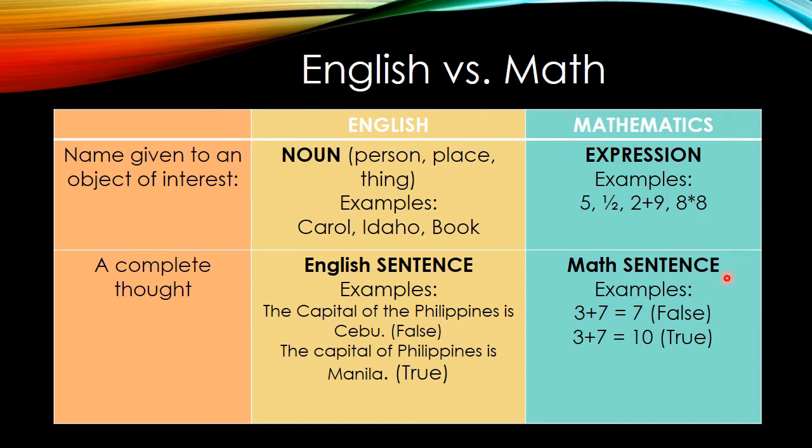On the other hand, we also have math sentences. We have here an example, 3 plus 7 equals 7, and 3 plus 7 equals 10. Both of these are math sentences. However, only the second statement is true because the answer of 3 plus 7 is really 10. So it can still be a sentence but have a false truth value. Again, remember that we can only judge that a statement is true or false when it is a sentence.